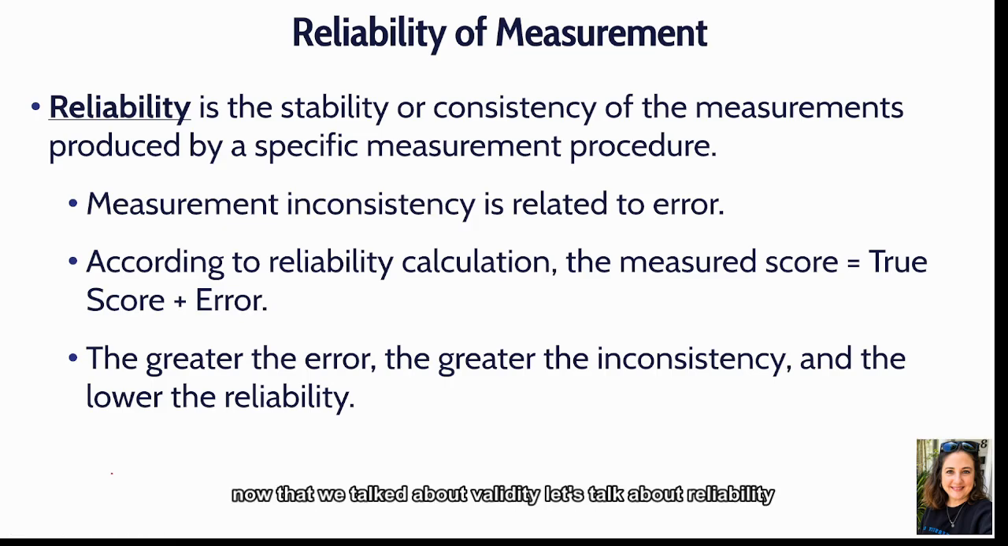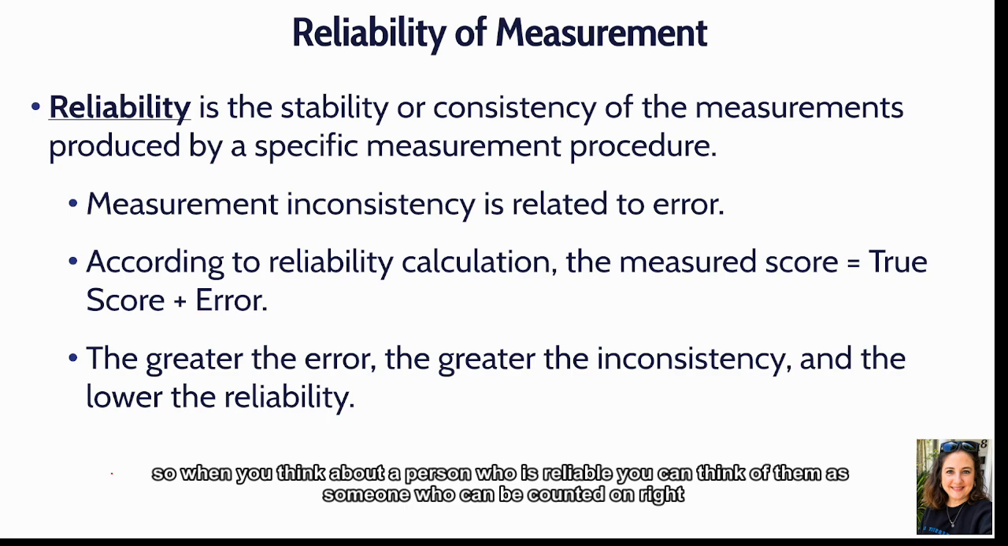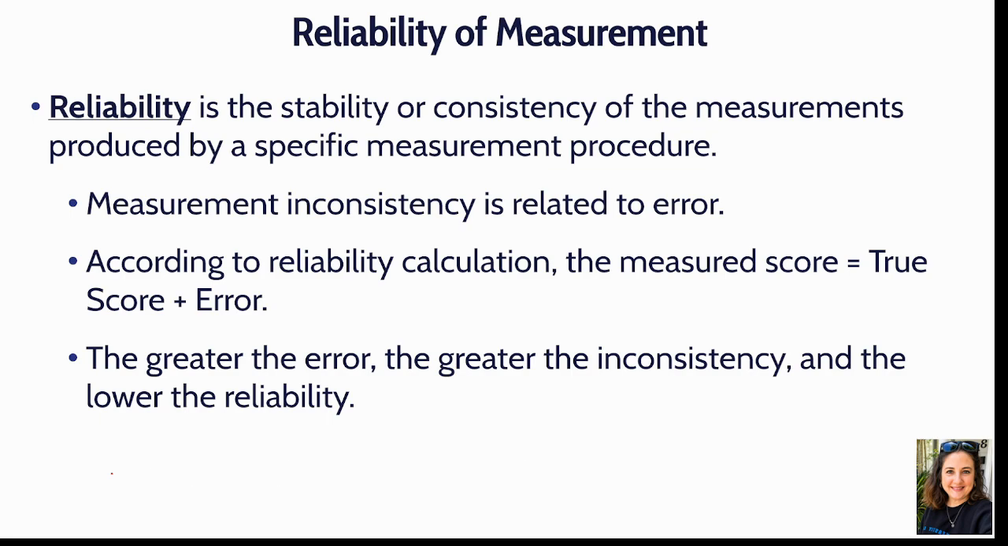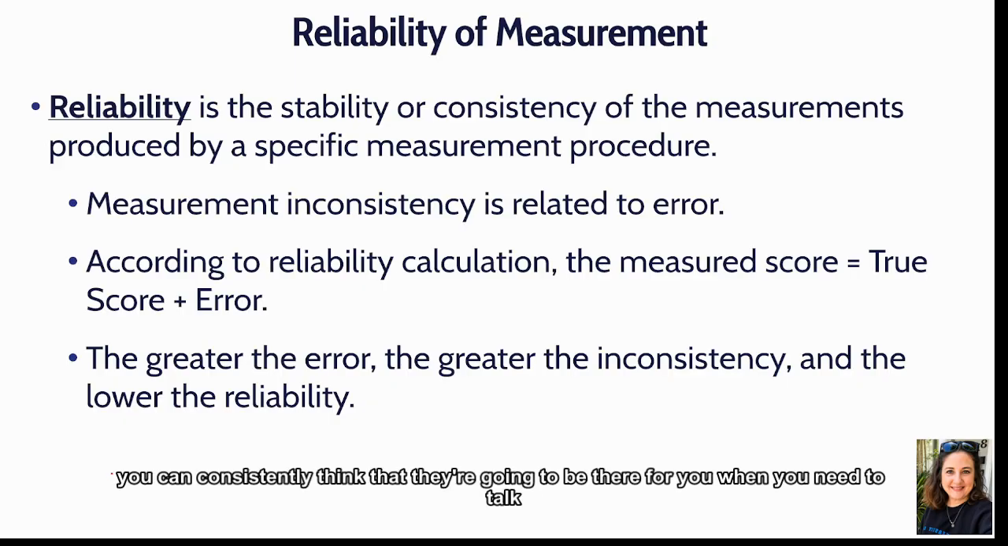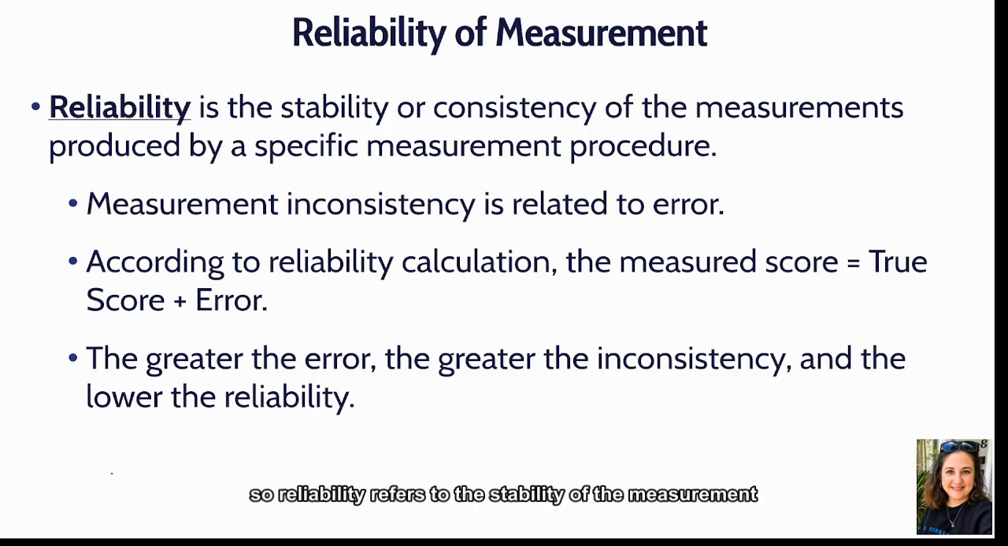Now that we've talked about validity, let's talk about reliability. When you think about a person who is reliable, you can think of them as someone who can be counted on, right? Your best friend, a reliable person. You can consistently think that they're going to be there for you when you need to talk. So reliability refers to the stability of the measurement. Is it going to give me what I need every single time?